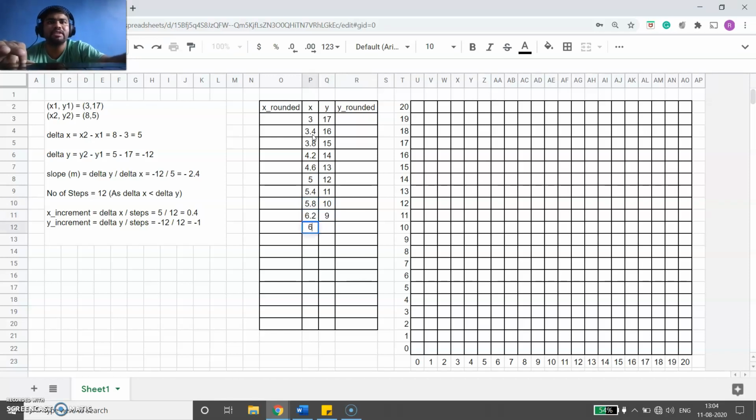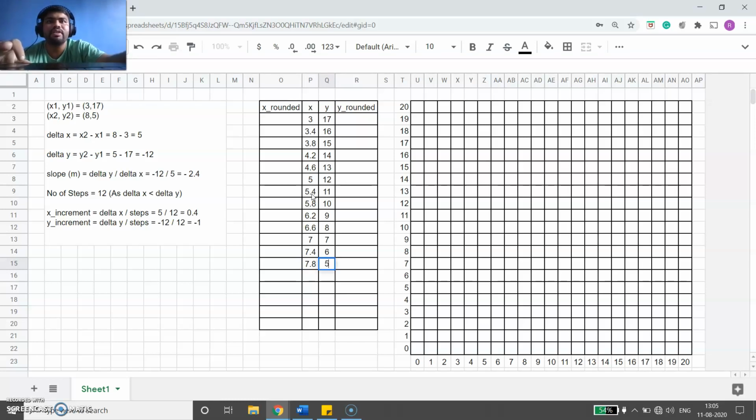This will become 6.6 and 8. Then this will become 7, and this will also become 7. We have to come till what? 8 comma 5. This will become 7.4 and 6. And this will be 7.8. And this will be what?